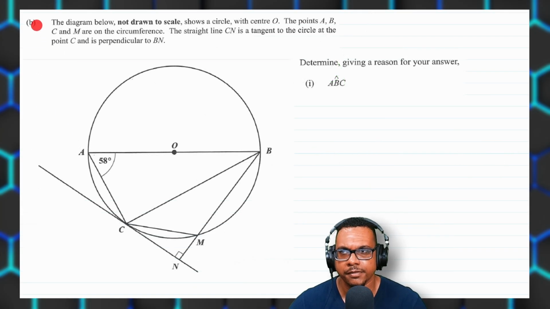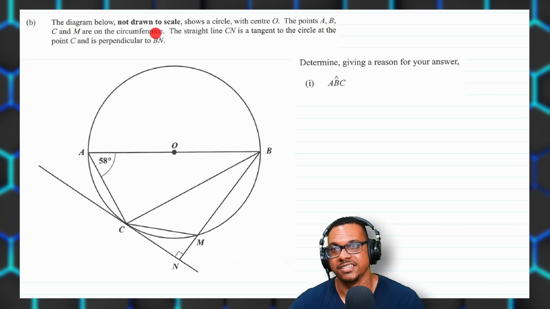Now moving on to part B, which is the circle geometry. Well, we have this diagram here. Of course, it's not drawn to scale. It shows a circle with center O, so O is the center. We have the points A, B, C, and M on the circumference. So you can see that A, B, C, and M. The straight line CN is a tangent to the circle. So you're seeing CN here. This is a tangent to the circle. And you can see that there's only one point of intersection here. So CN is the tangent.